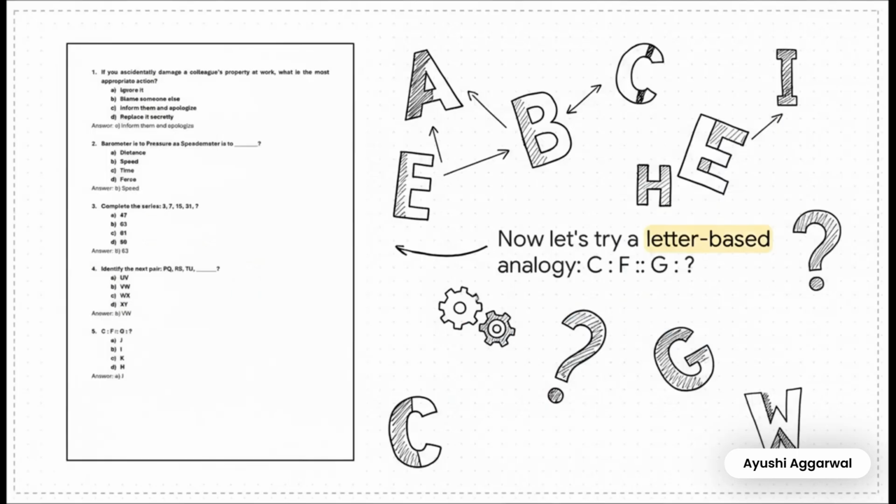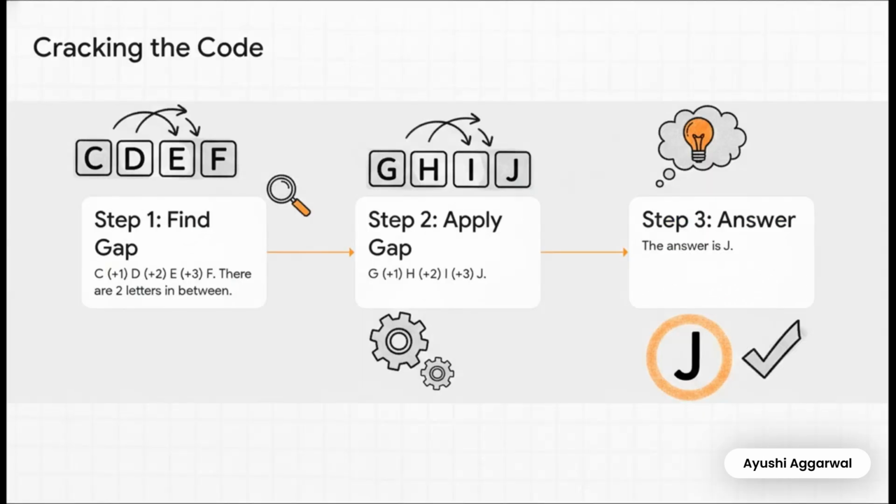Okay, let's look at another type of analogy now. This one is letter-based. The question is C is to F, so G is to what? This is another very common pattern you need to know. So how do we crack this? First, find the gap between C and F. After C, we have D, then E, and then we get to F. So there's a gap of 2 letters in between. Now we just apply that same logic to G. After G comes H, then I, and the next letter is J. So our answer is J.